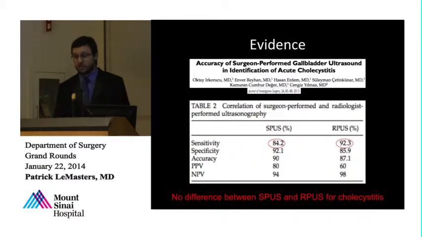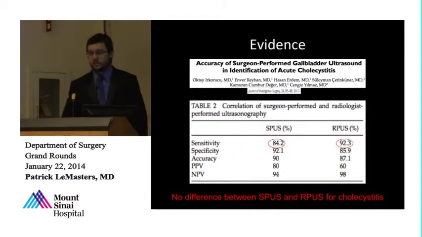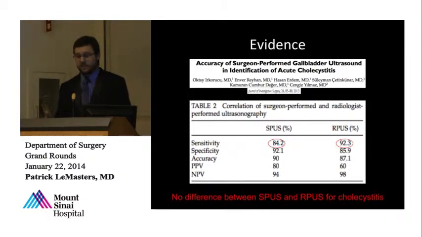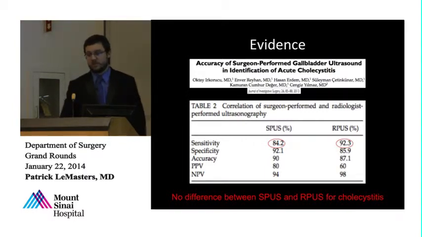What about the accuracy of surgeons performing gallbladder ultrasound in the setting of cholecystitis and comparing that to radiologists? In this study of over 200 patients with pathological confirmation of cholecystitis, the sensitivity for surgeon-performed ultrasound was 84.2% compared to radiologists of 92.3%. And there was no significant difference between the two. So I'd like to move on from here.